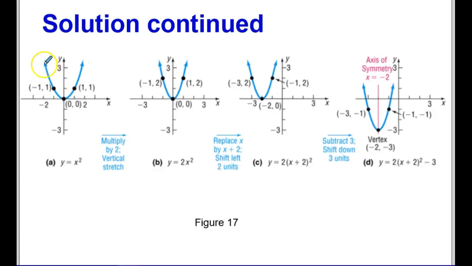Here's the parent function, and we always want to start with our parent function of y equals x squared. When I multiply that 2 in front, it makes it taller and skinnier, so that's the stretch. This plus 2 shifts my whole graph to the left 2 units, and then this -3 shifts it down 3.